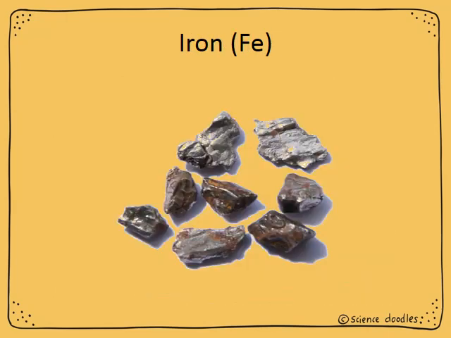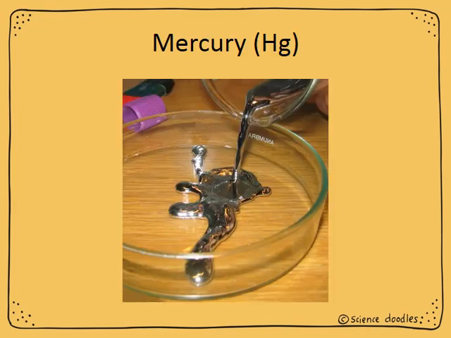So our next example is iron. This is a magnetic metal, and its chemical symbol is Fe. Mercury is that cool liquid metal, but if you touch it too much or if you eat it, you can get poisoned. And its abbreviation is capital H, lowercase g.